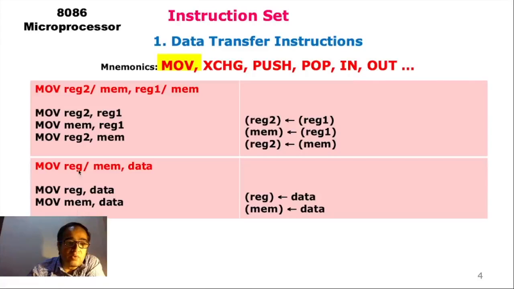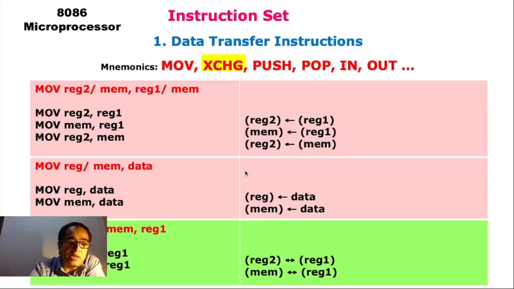Now there is one more variant of the MOV instruction, that is with immediate data. You can transfer the immediate data into the register or the memory. As you can see here, the data is on the right hand side, on the source side, and the destination is the register. So the data will be copied inside the register. And as you can see in the second example, the data will be taken and copied into the memory.